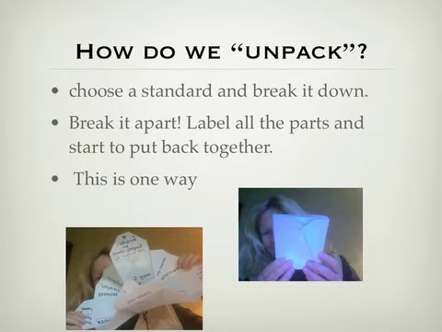So how do we unpack? Choosing a standard and breaking it down. Break it apart. Label all the parts and share and start to put back together. This is one way. Using a Chinese takeout box, really looking down, breaking it down so that in the middle you have the standard. You need to know what those nouns, the content, the concepts are. These are things that students need to know. The verbs, circling those verbs will tell you that there are the skills. These are what students will be able to do.